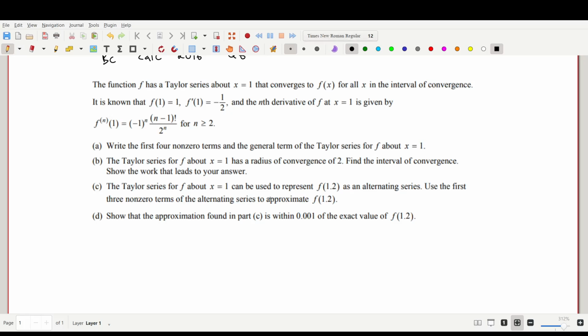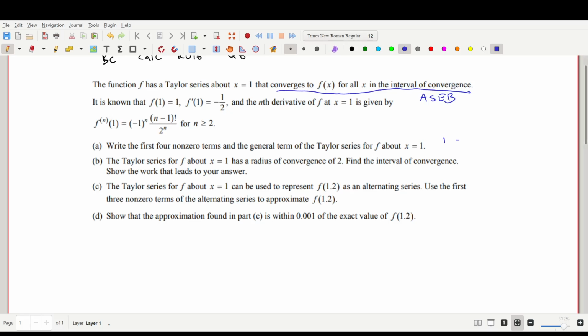The function f has a Taylor series around 1 that converges to f for all x in the interval of convergence. When they say this, it's got to be an alternating series error bound in part D. Alternating series error bound. Lagrange error bound works even if the Taylor series doesn't converge to the function, strangely enough. But alternating series error bound does require it. We know f of 1 is 1, so you can just start writing out the Taylor series.